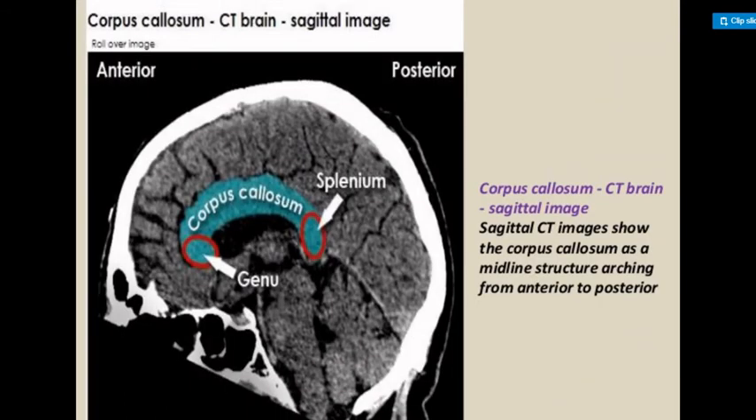The corpus callosum. Corpus callosum, that is the CT brain, CT image. This is the blue one. The sagittal CT image shows the corpus callosum as a midline structure arching from anterior to posterior.